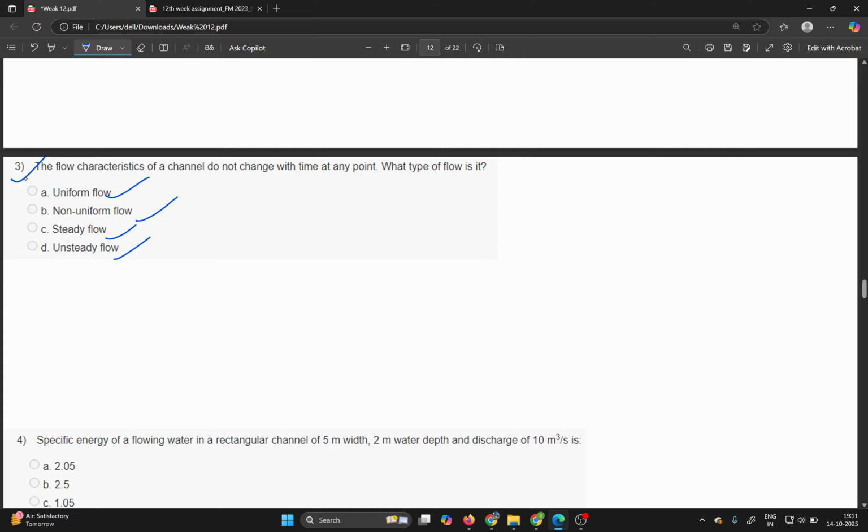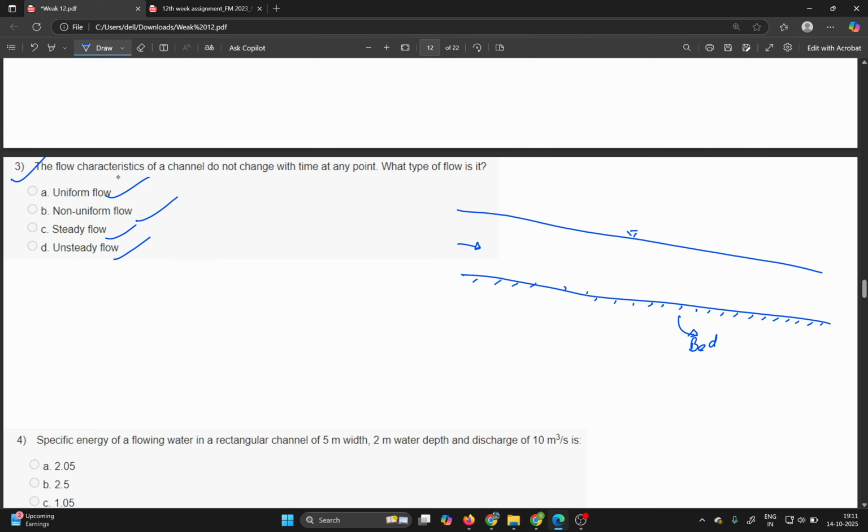So the flow characteristics of a channel do not change with respect to time at a point. Suppose you have a channel like that, and water is flowing over the bed of the channel. This is the water level and water is flowing like that. At any point, let us suppose I'm selecting this point P.